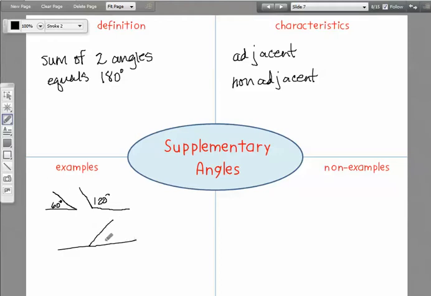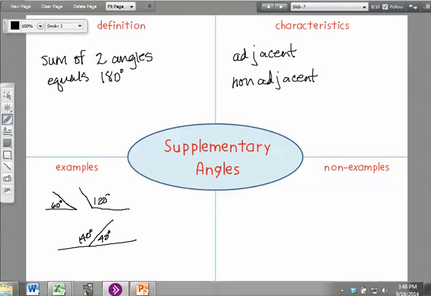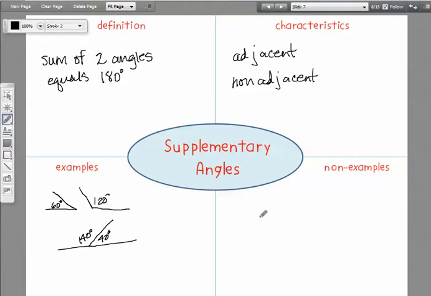Now, I like it when I have to draw linear pairs because they're easy. Let's say the bigger one's 140 degrees and the smaller one's 40 degrees. Notice they're adjacent. They're still going to add up to 180 degrees. Doesn't matter if they're together or they're not together. They're always going to add up like that.